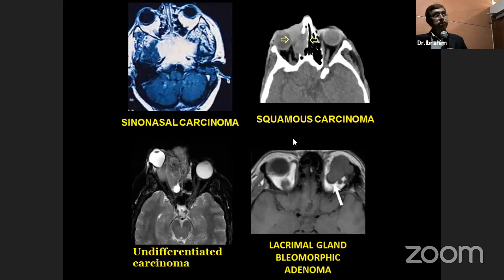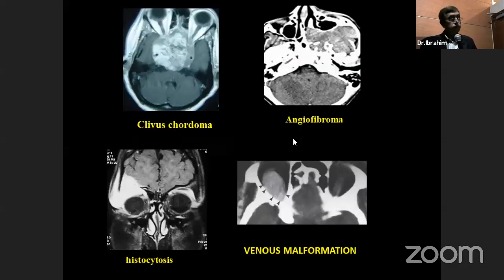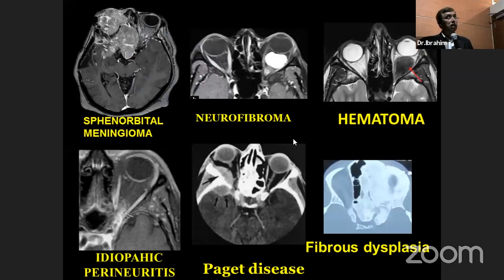Sinonasal carcinoma, squamous carcinoma, undifferentiated carcinoma, lacrimal gland pathology, clivus chordoma involving the orbits, angiofibroma involving the orbits, histiocytosis, and this is one of my cases which we presented, venous malformation looking like a tumor, venous malformation of the orbit. Sphenoorbital meningiomas, one of my cases involving the orbit.